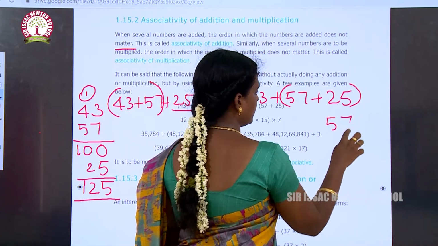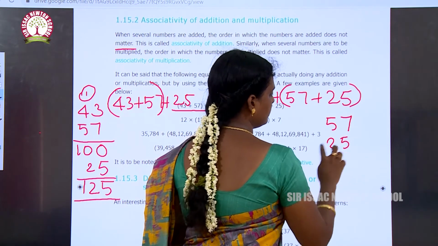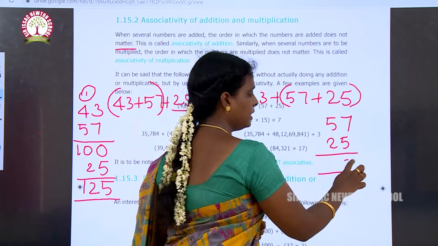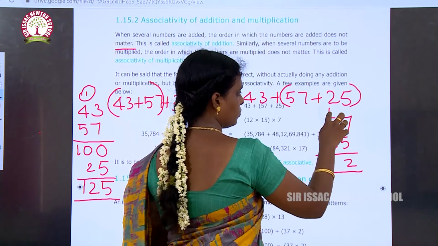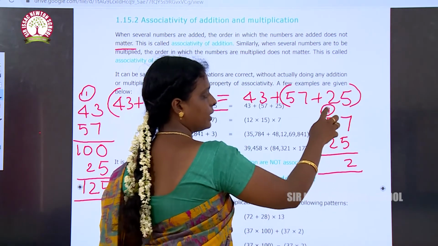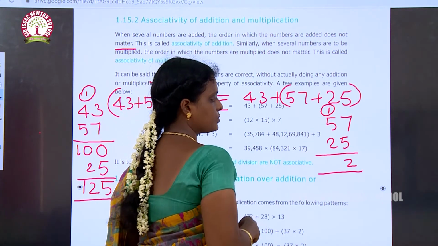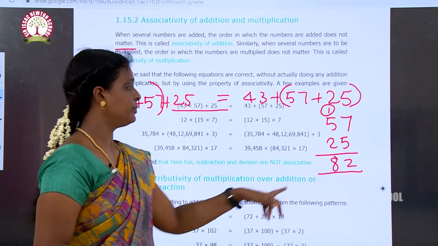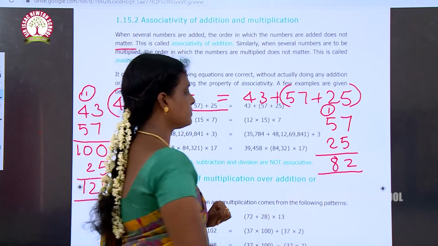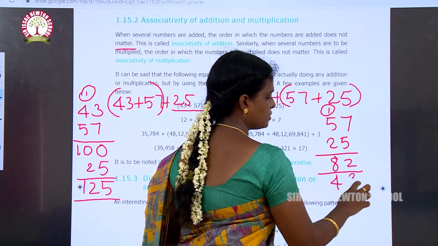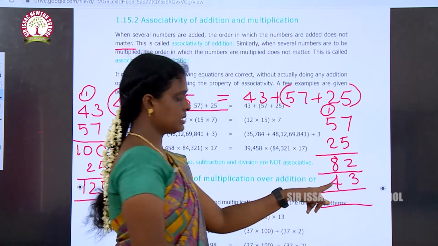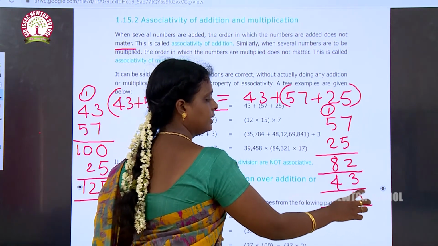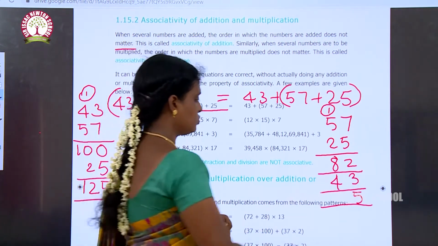So, 57 and here it is 25. So, add these 2 numbers, which is 5 plus 7 is 12. So, 2 balance 1, right. Okay. So, 1 plus 5 is 6, 6 plus 2 is 8. So, the answer is 82. With this 82, I am going to add this 43. Okay. With this 82, what I am going to do? I am going to add this 43. So, 2 plus 3 is 5 and 8 plus 4 is 12.